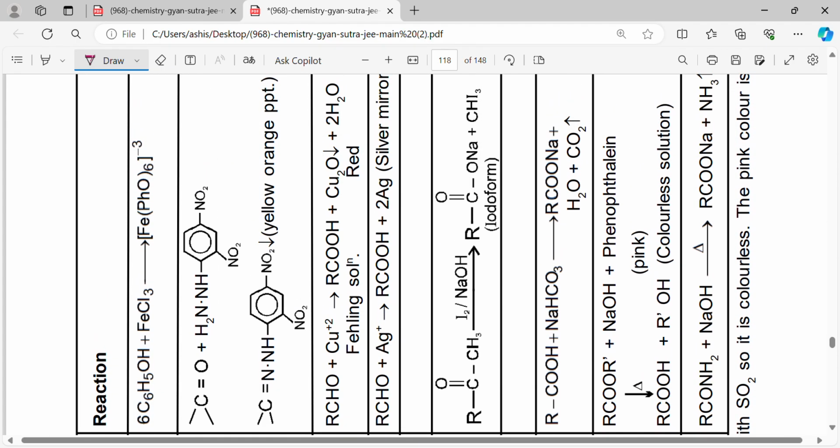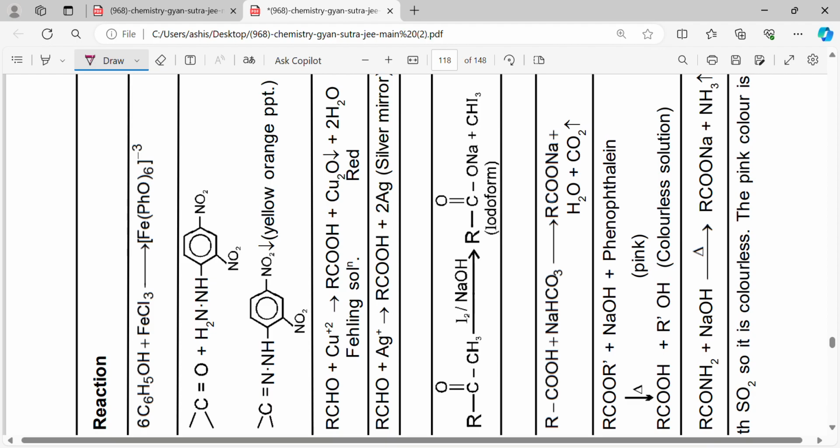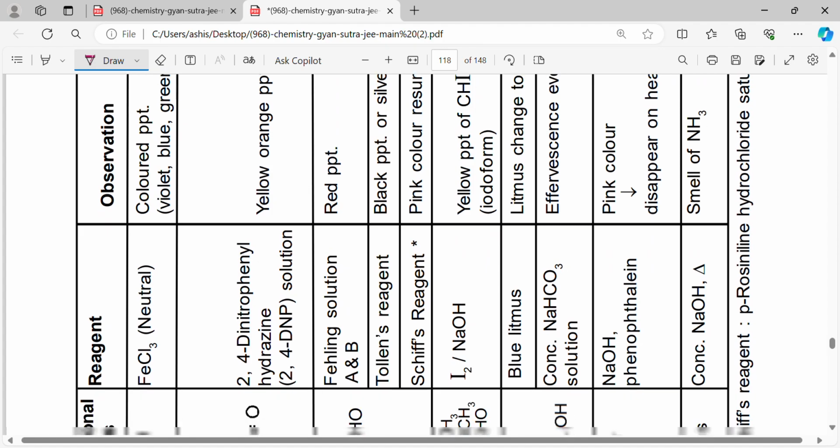So what is Fehling solution? What is the reaction in Fehling solution? Cu2+ will get converted into a red precipitate of Cu2O. And in the case of the silver mirror test, when Tollens reagent reacts with aldehyde, then Ag+ gets converted into Ag.